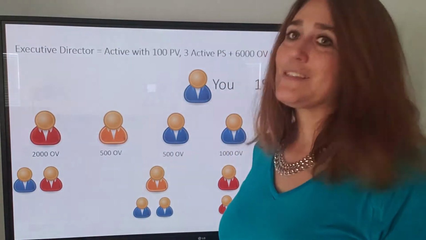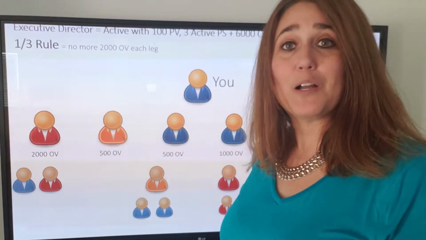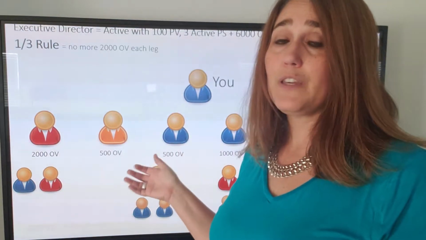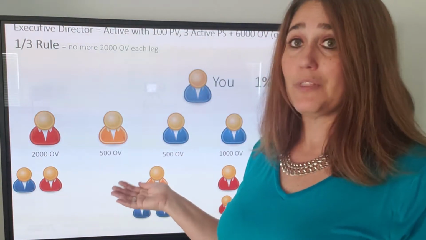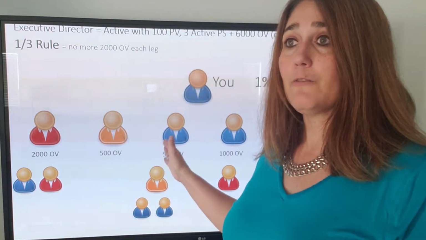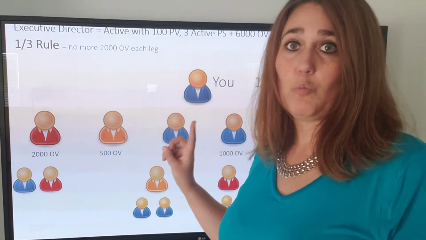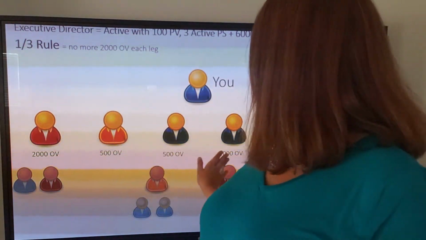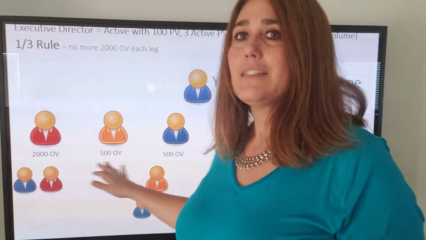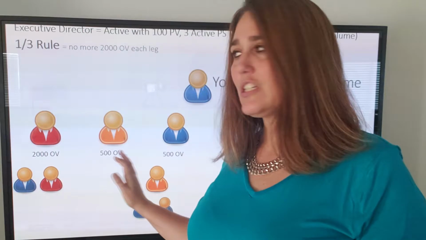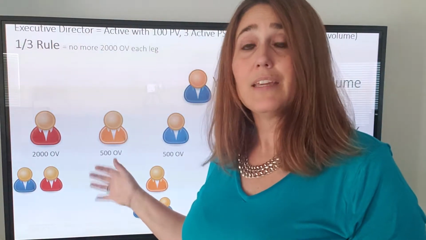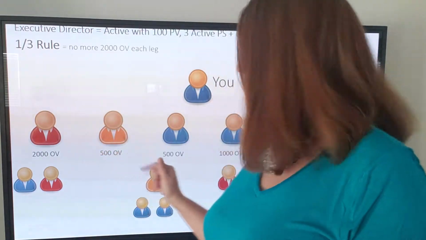But with this, you still have the 1/3 rule. So with this one here, since we're doing 6,000 OV, 1/3 of 6,000 is 2,000, which means you cannot account for more than 2,000 from one leg. So here you've got 2,100 or 1,500, 500, 2,000. Together you equal 6,000. You're good because no one's over the 2,000 per leg, and so you become an executive director.